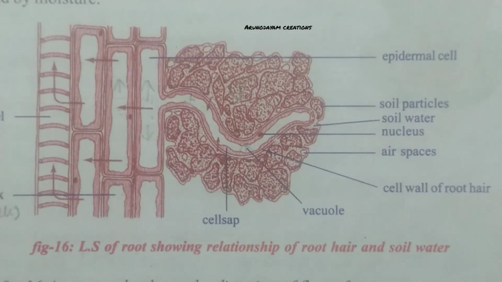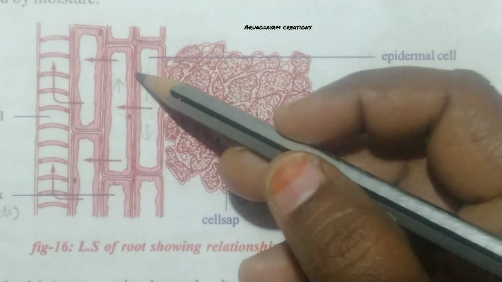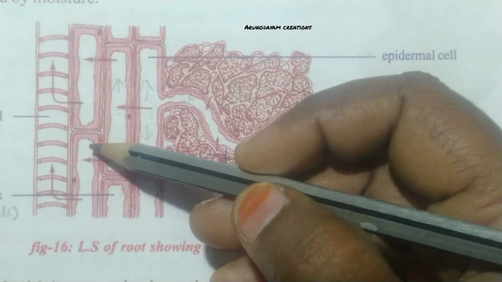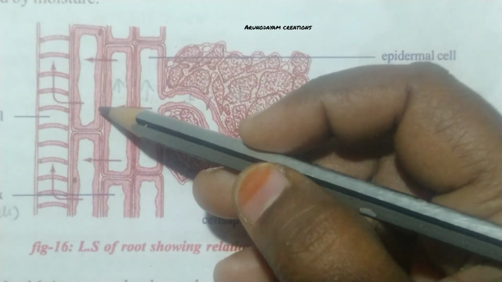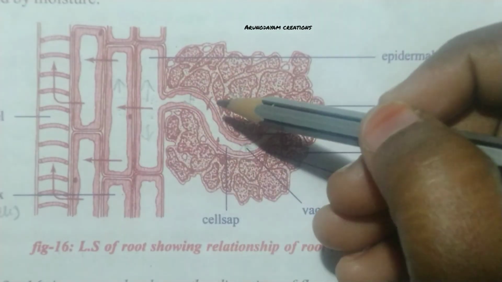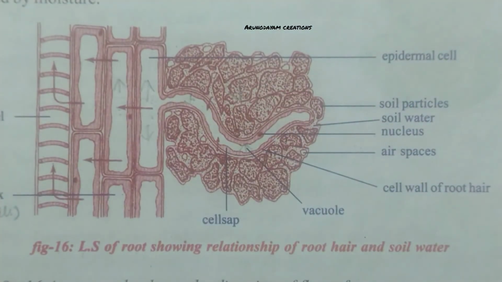And this whole process takes place just because of these cell membranes. These cell membranes are acting as semi-permeable membranes here. So because of the semi-permeability, this water is moving from one cell to other cell. That is about absorption of water.